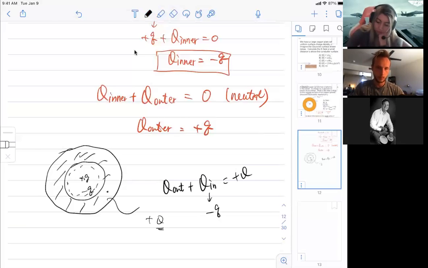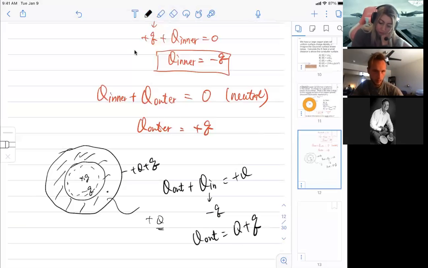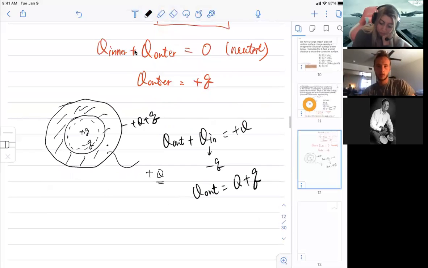If the inside is negative Q, then the outside now has to be capital Q plus a little extra little q. So it's going to be positive Q plus positive little q, to make sure it's overall still positive Q, whatever is given to you depending on the question. As if this is 10 microcoulombs, you're going to have negative 10 microcoulombs on the inside. And if this thing is 30 microcoulombs overall, then the outside has to be 40 microcoulombs.